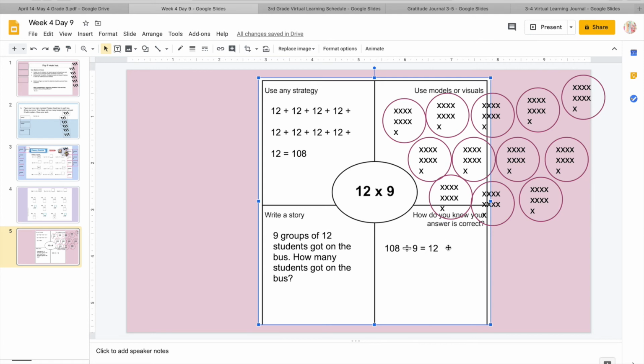And then remember, checking your answer, all we're going to use is the inverse. So the opposite of multiplication is division. So we're going to do 108 divided by 9. And if you did that correctly, this is basically what it is. It's showing you would split that up, and we know it's 12. Remember, these two you can interchange because those don't matter, but 108 always has to be the first number.